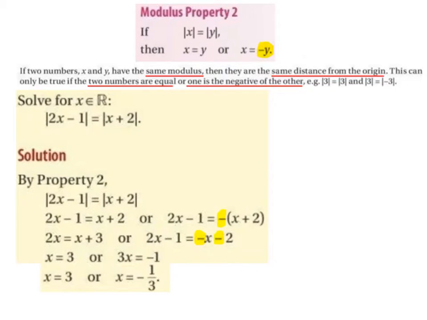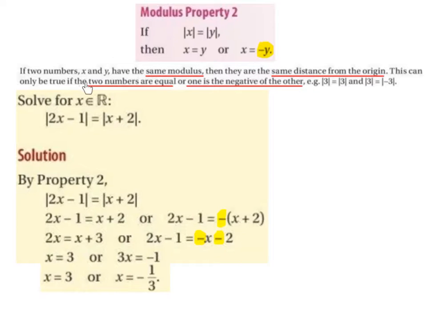Modulus Property 2. If the modulus of x is equal to the modulus of y, then x is equal to y, or x is equal to minus y. If two numbers, x and y, have the same modulus, then they are the same distance from the origin.